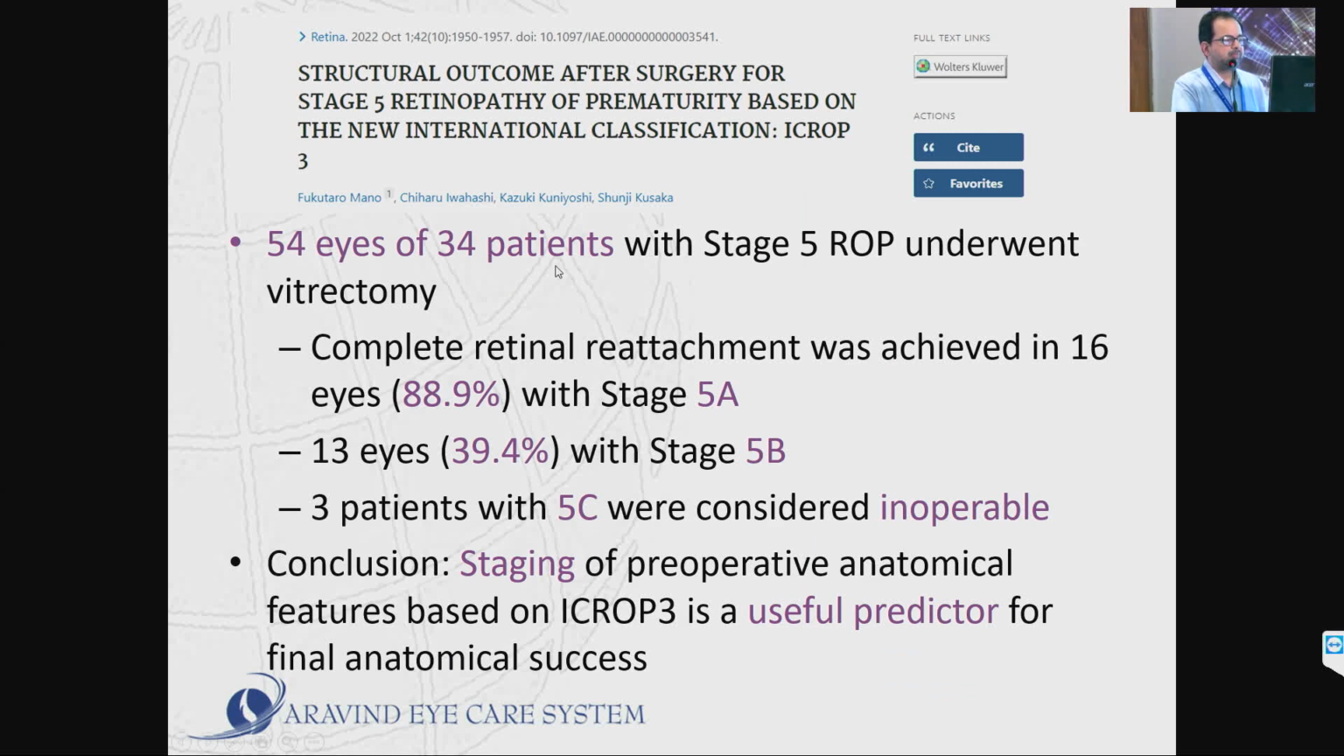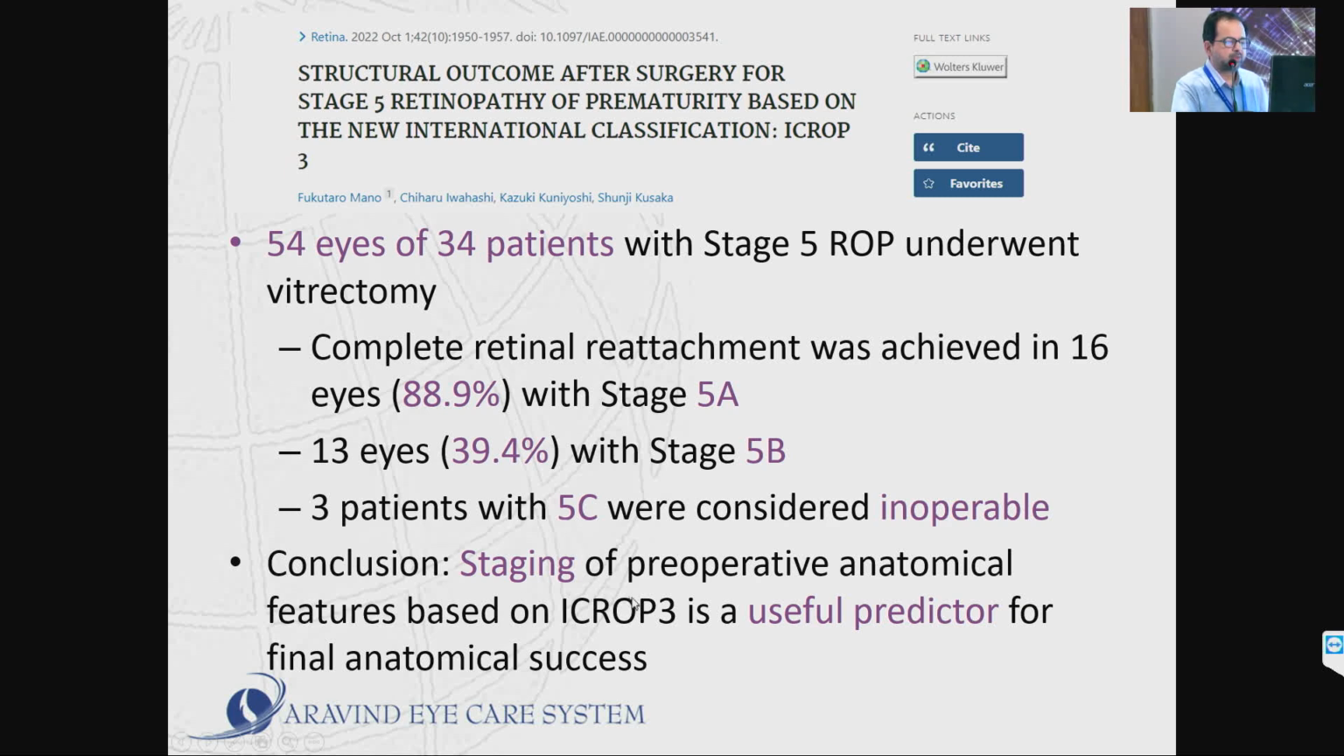This is one of the publications by the Japanese group where they applied this classification in a retrospective manner, and they found it quite useful: 5A almost had a 90% complete success. We don't see much of 5A. We always see 5B, because most of the babies we operate on are unscreened, and the parents get to us rather than the pediatricians referring to us. 5B was 40% and 5C was almost 0%.